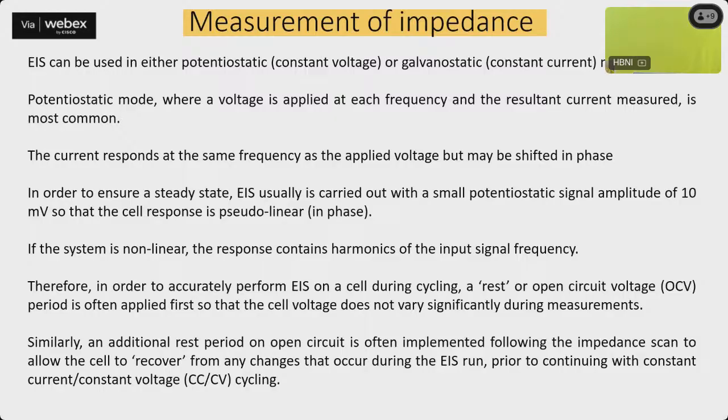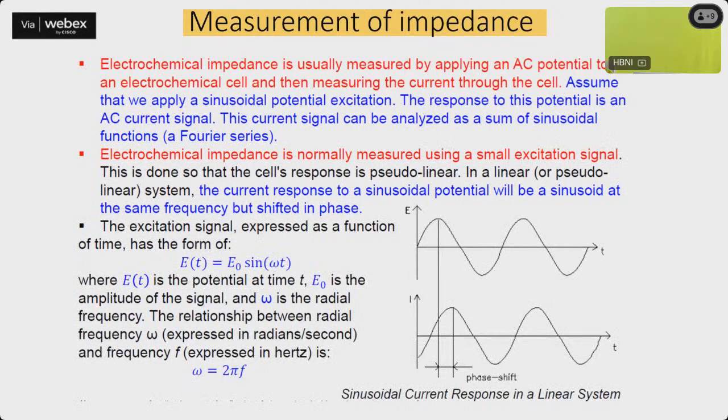So if you have to accurately perform EIS on a cell when it is cycling, you have to give a rest period before you start the measurement and also a rest period after the measurement, so that the cell voltage will not vary significantly during the measurement. Along with it, the cell can recover from any changes which occurred during that EIS run prior to continuing with the constant current or constant voltage mode cycling. So that is very important. You have to give a small rest period before you start the measurement and a small rest period after you complete it. This particular slide covers all that I have already discussed in the previous slides.